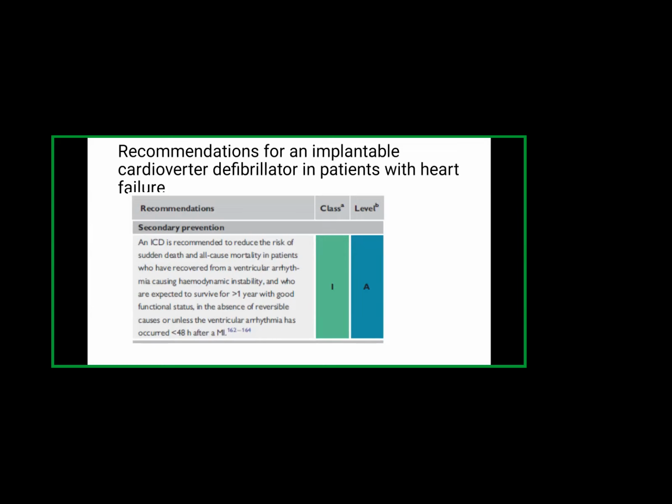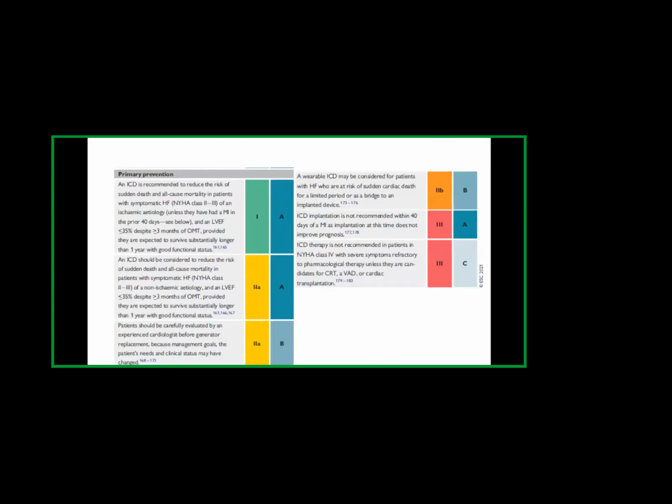Good functional status also indicates that the cause of the arrhythmia is not a reversible cause, maybe an electrolyte imbalance or whatever. If it's a reversible cause, the treatment is to correct the reversible cause, not to put in an ICD. Now, in the case of MI, if the arrhythmia has occurred less than 48 hours after an MI, of course, you want to be sure that it's not the acute MI that is predisposing to the arrhythmia. That is the essence of waiting. So this is for secondary prevention.